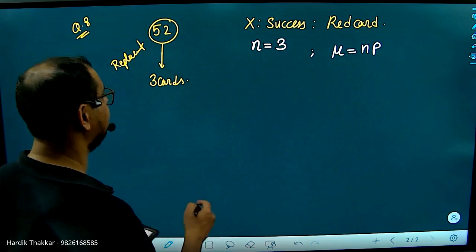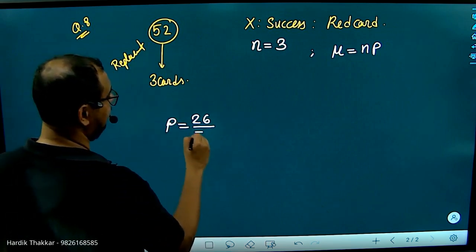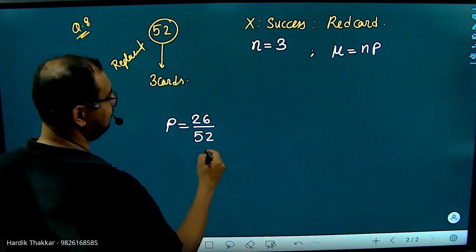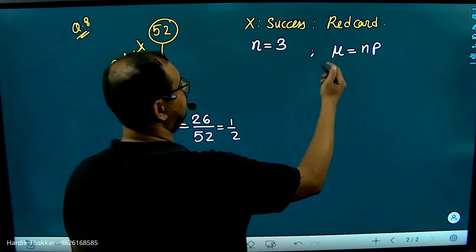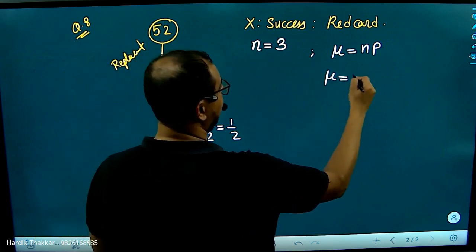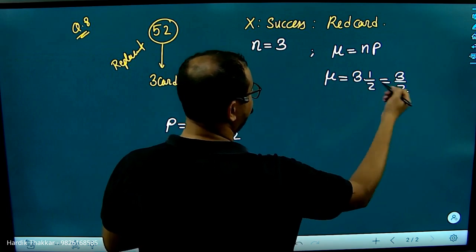So in the first trial, when we are selecting one card out of these 52, what is the probability of this being a red card? We have 26 red cards. So the probability of selecting one red card will be 26 by 52, that is equal to 1 by 2. So just put the values of n and p in this formula, and here it will be 3 into 1 by 2. So the value of mu will be 3 by 2, the mean.